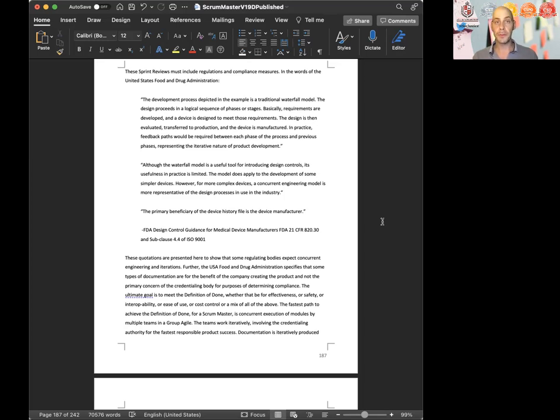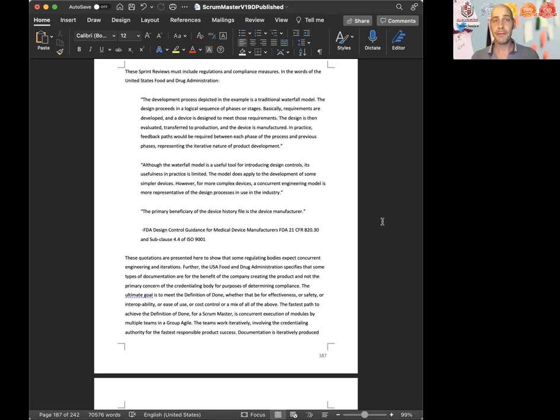In fact, that's normal. Now, the document that says what process you used, did you use waterfall? Did you use concurrent engineering? Did you use an agile method? If so, which one? That document is called the device history file. And the FDA then is even more hardcore here: "The primary beneficiary of the device history file is the device manufacturer," end quote.